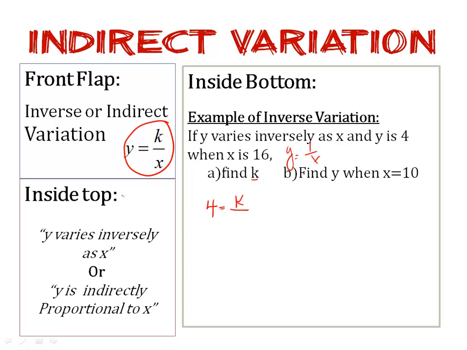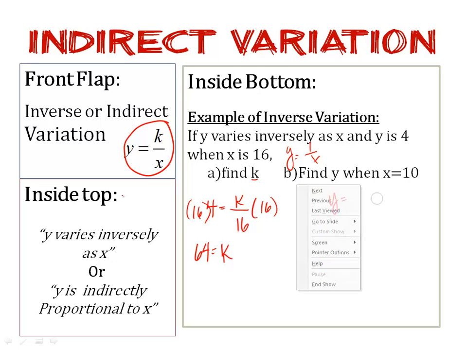K is on the top. And when x is 16. Alright, so here's my problem. I need to solve this for k. So multiply both sides by 16. 16 times 4 is 64, so k is 64. So to solve part B, my equation looks like this. y equals, that should be k over x, 64 over x.